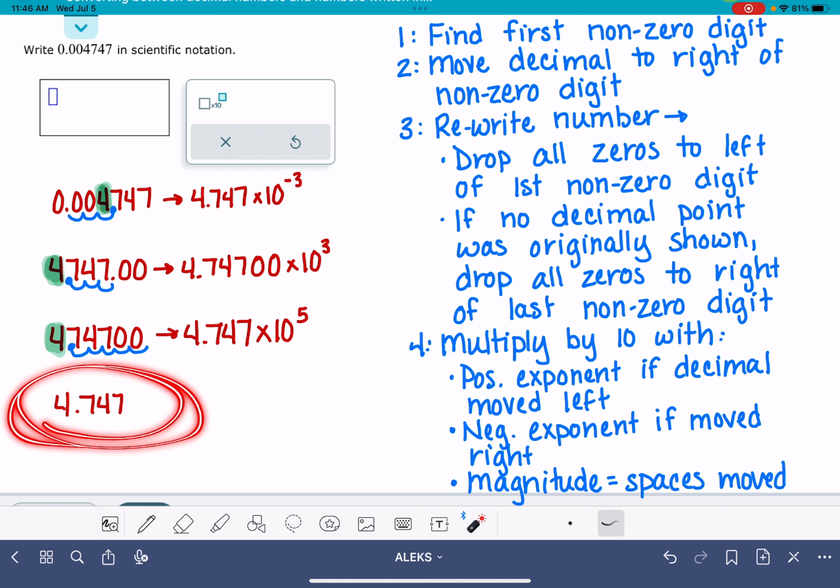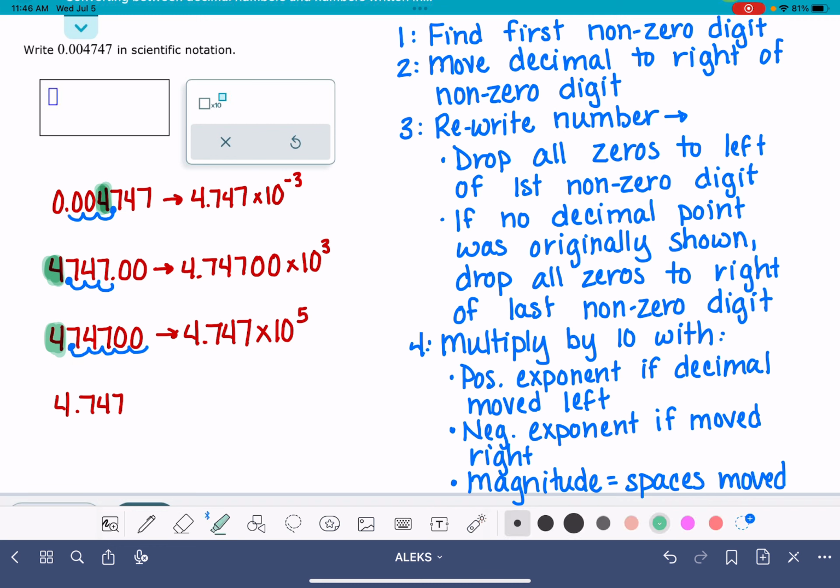Last but not least, take a look at this example. This one's kind of a trick. Find the first non-zero digit, it's a 4. Find the decimal point, move it to the right of the first non-zero digit. It's already there. There's nowhere to move it. Rewrite the number, dropping zeros that are to the right-hand or left-hand side. We don't have any zeros at all, so there's nothing to drop.